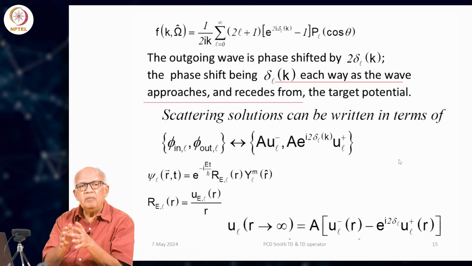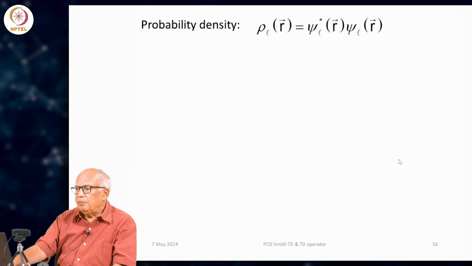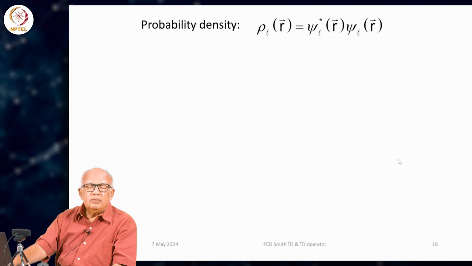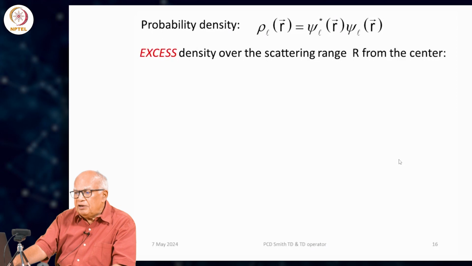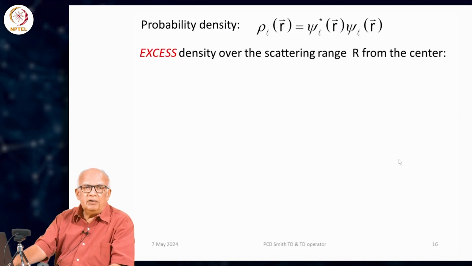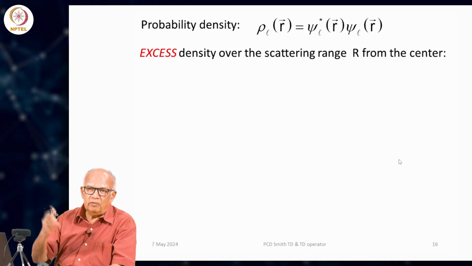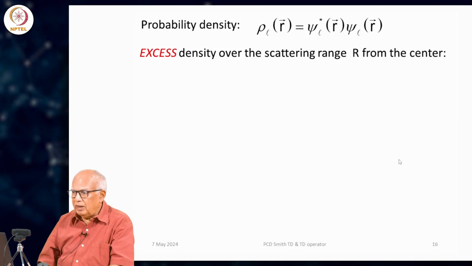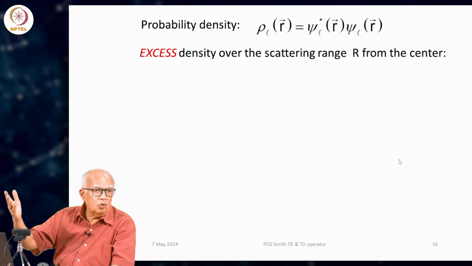They have different dimensions, and we are now interested in the probability density and use it in Smith's criterion of time delay. So, we are interested in determining what is the excess density in the scattering region. If you say that the scattering region is up to capital R, whatever be its value, it does not matter. Eventually we are going to let this capital R go to infinity, so that you consider whole space.